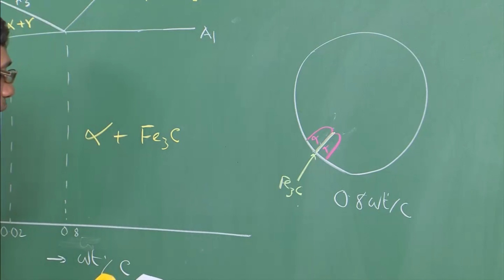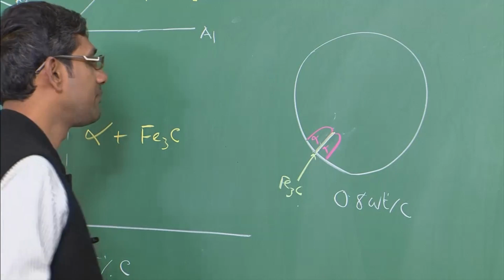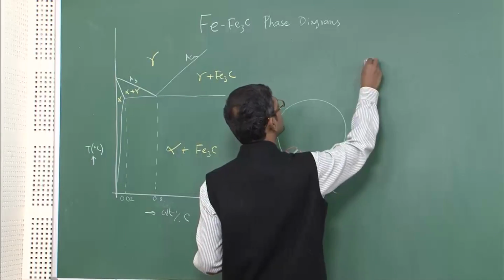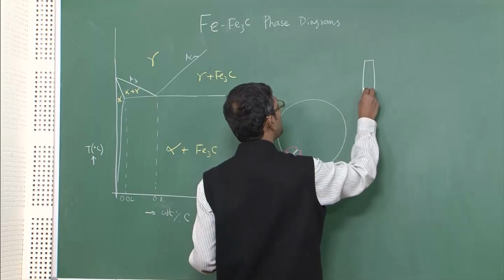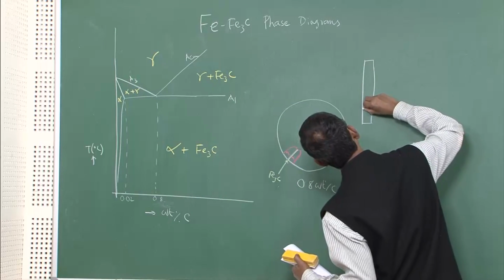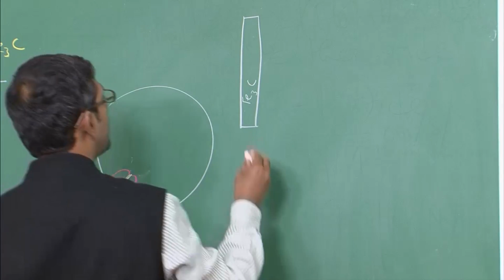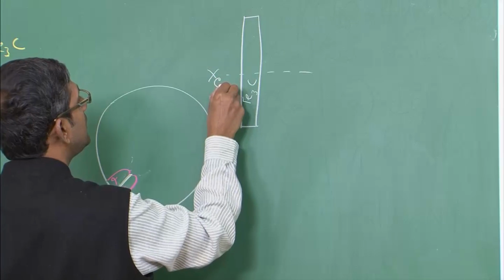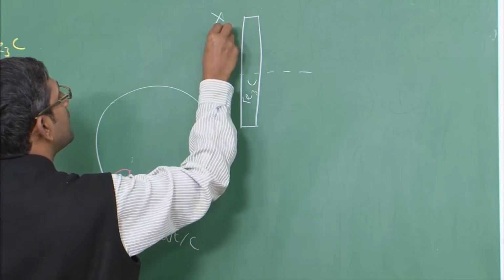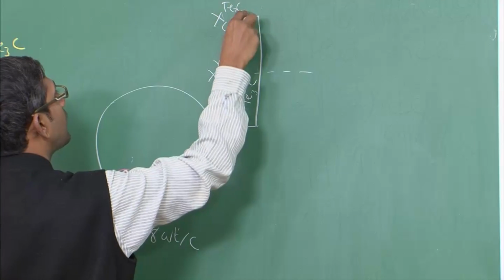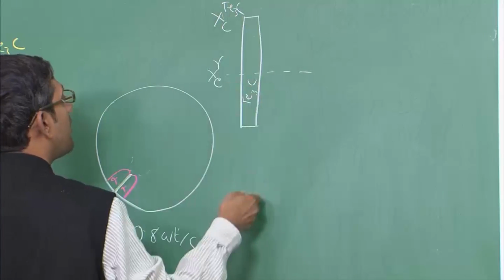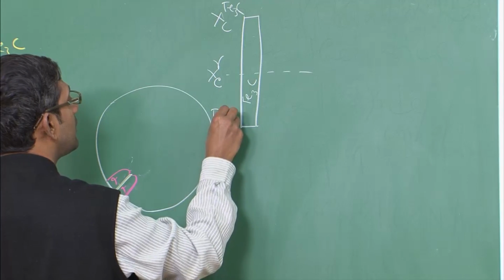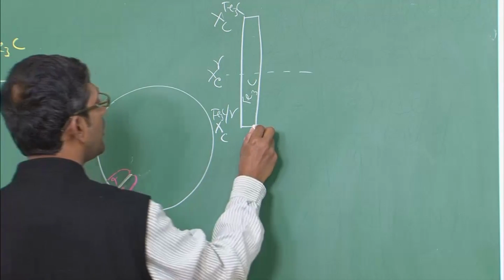So, now if I plot the concentration profile across the cementite, how will it look? Suppose this is my cementite lamellae. I hope you can see this, okay. And this is my x c in gamma, this is x c in cementite, this is the compositional axis. This is basically the lamellae, and this is x c at the Fe3C gamma interface. So, how will it look?